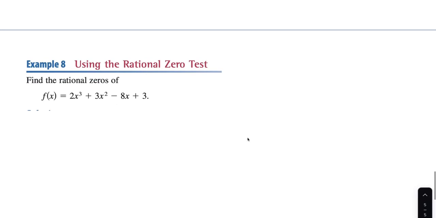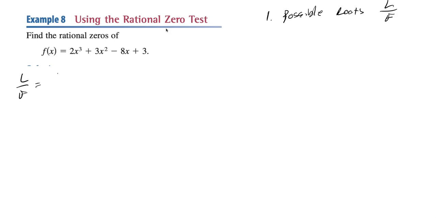Okay, last one. We're going to find all the rational zeros of this one using the rational root test. So first, step 1 is to find the possible roots. So that's what we're going to do, last over first. We're going to do the factors of 3 over the factors of 2, the last term over the first term. Now remember, I need the factors of 3. What things multiply to get 3? 1 and 3. And the things that multiply to get 2 are 1 and 2.